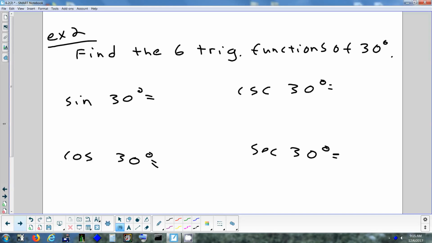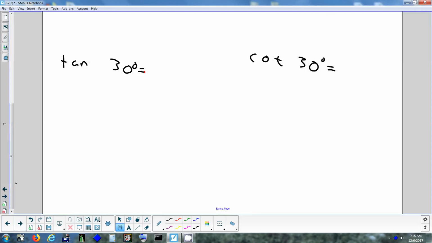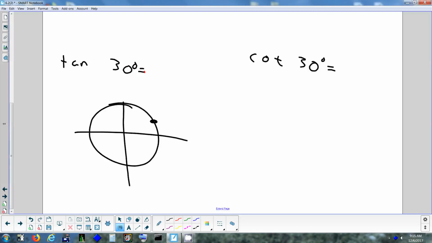The base. If you need to sketch it, just make a rough sketch. There's 30. Here's your triangle. If you sketch it reasonably accurate, it's pretty clear to tell that the base is the long side and the height is the short side.